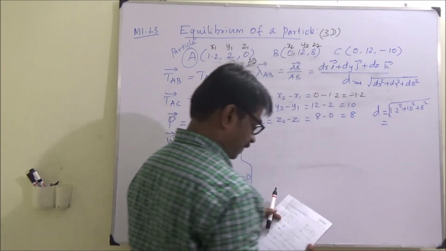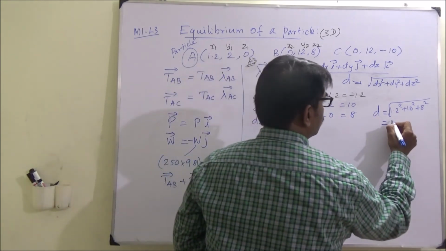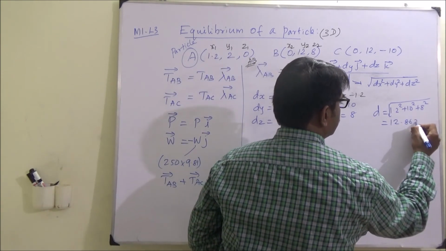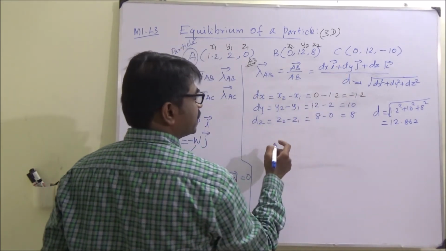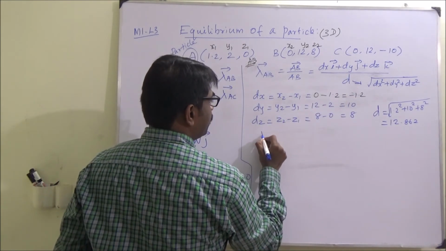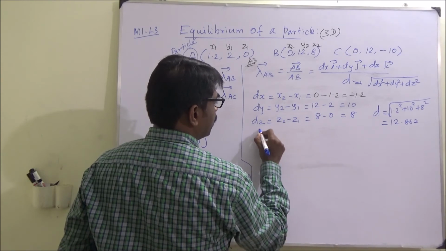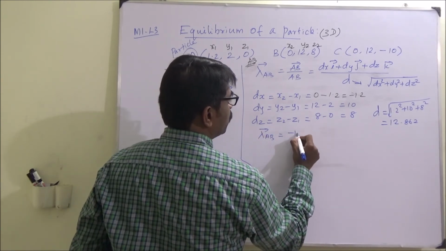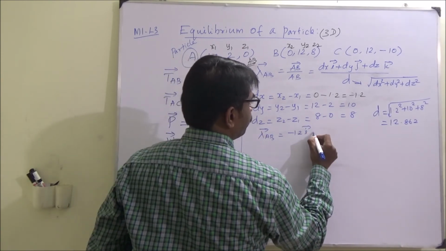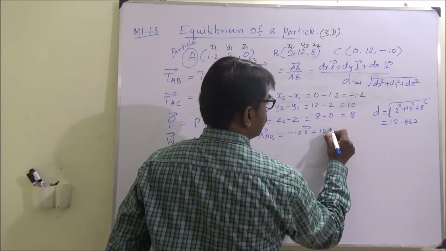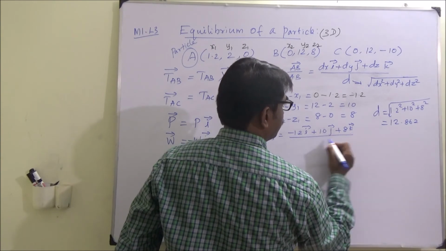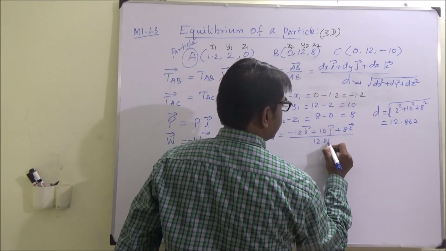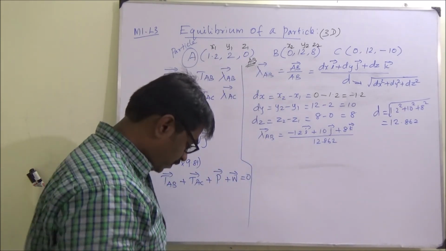we will get 12.862. Okay, so now we can substitute all this. So lambda AB vector equals minus 1.2 i vector plus 10 j vector plus 8 k vector divided by 12.862.